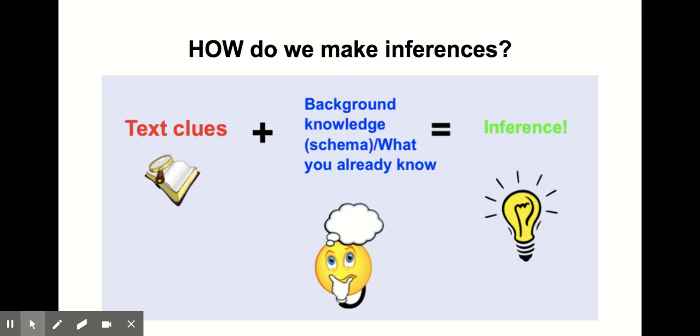How do we make inferences? Inferences are made when we combine text clues with background knowledge, what we already know, to create an original idea, which is otherwise known as our inference.